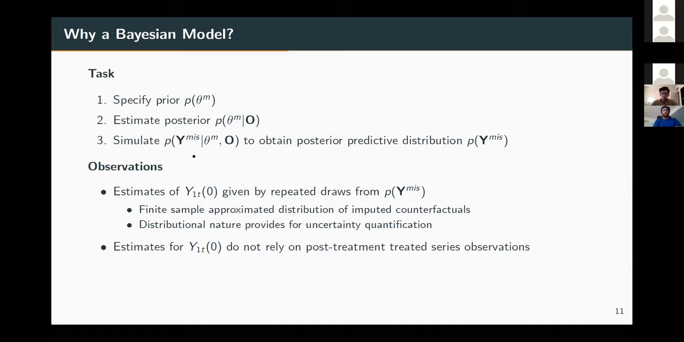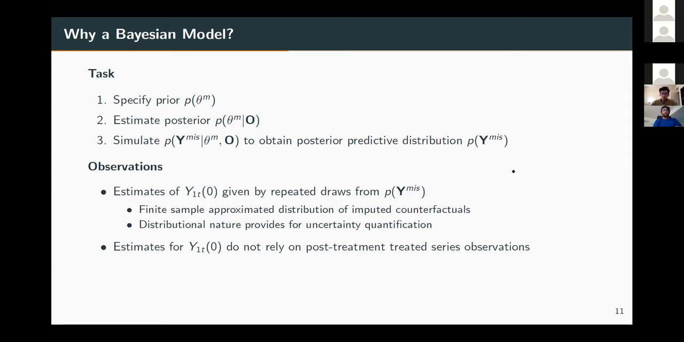And so you obtain a posterior predictive distribution of the counterfactuals of interest. To get estimates of the counterfactual, you simply sample from this distribution. Important things to note: we're able to benefit from assuming this Bayesian framework. Our estimates are given by repeated draws from this distribution. What does that mean? Because the distribution is a finite sample approximation, the uncertainty that we're getting in our estimates is naturally the uncertainty that we care about.